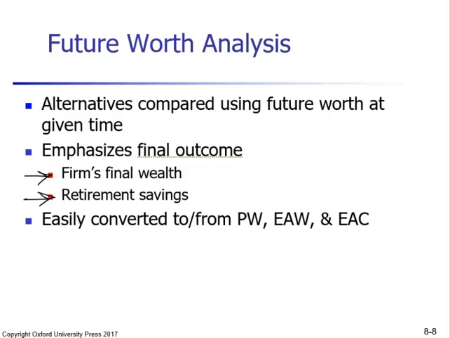And another thing, it is very easily converted to or from present worth and equivalent annual worth and cost with the formulas you have learned. They can be easily converted to each other. So for that customer who says they don't understand what it means to have $200,000 present worth in 40 years, you just convert it to the future value after 10 years, 20 years, 40 years, or anything like that.